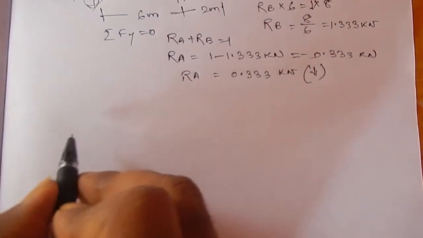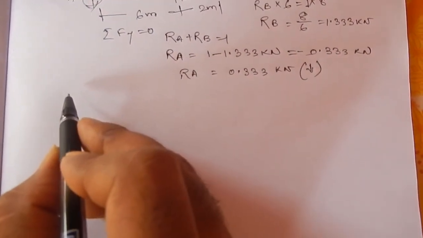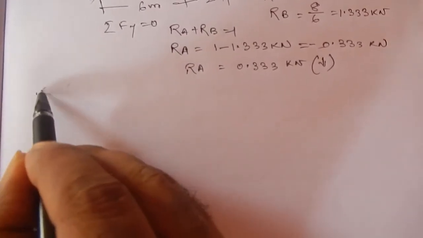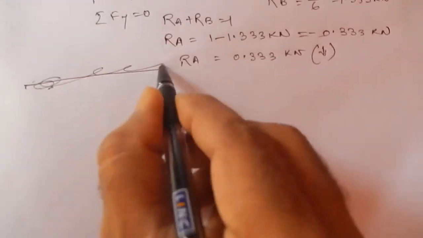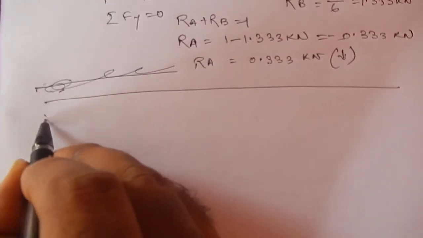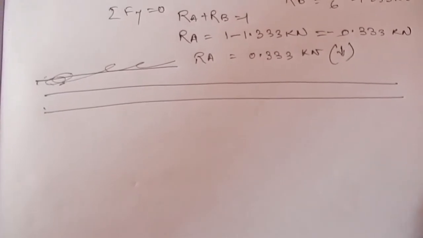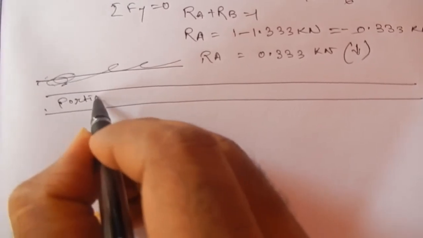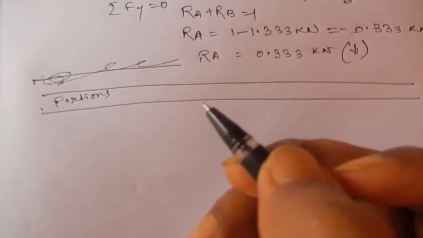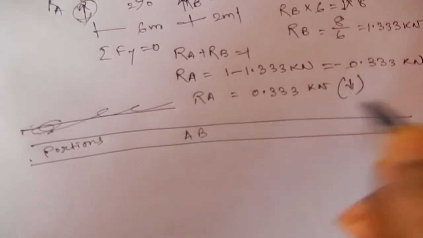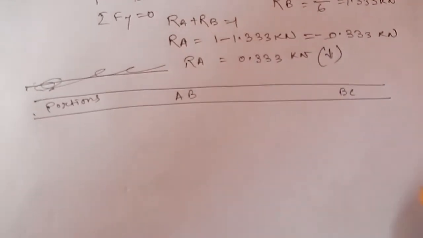Now to do so, let us form a table in which we will be finding out the equations for each portion. What are the portions? We can split this into AB and BC, right? So the portions may be AB and BC.